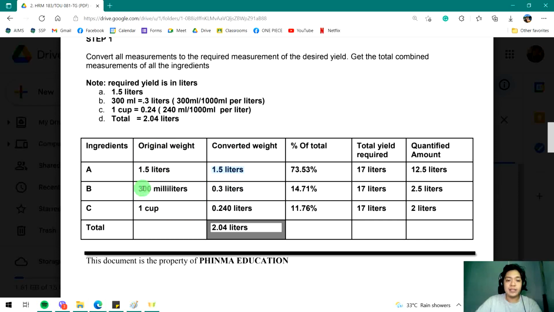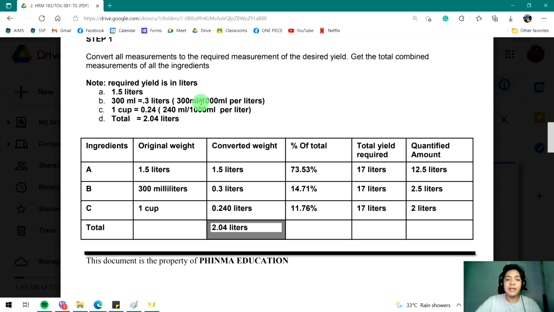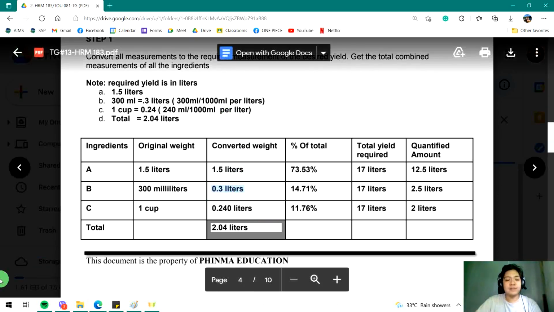Next, original weight is 300 milliliters for ingredient B. Para ma-convert natin siya into liters, we'll just have to divide 300 ml divided by 1000 ml since 1000 ml is equal to 1 liter. Kaya divide natin siya and we will get 0.3 liters.